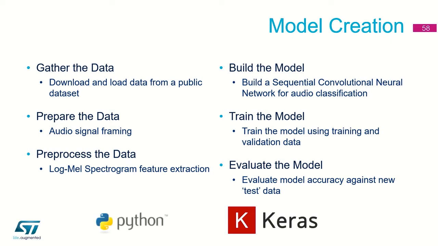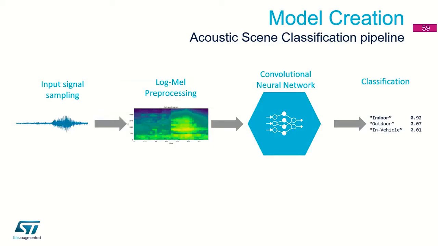The fifth step is to train the model, the core activity of this part. Then we evaluate the model, meaning we test the model accuracy against new unknown data, the so-called test dataset.